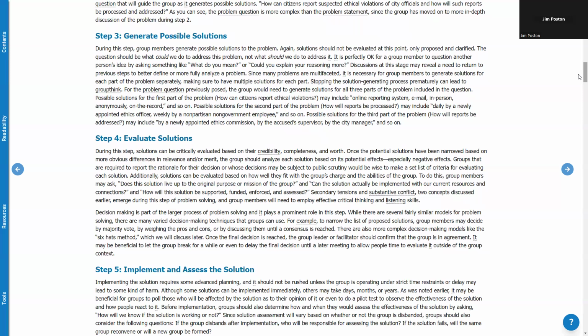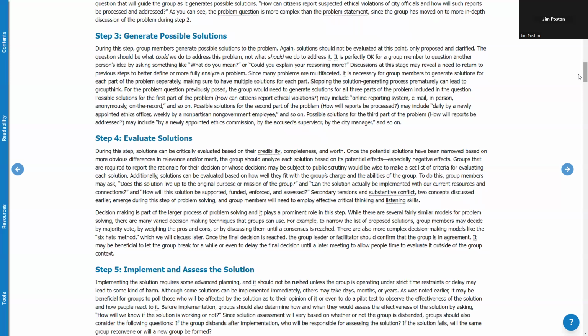Heading, Step 4, evaluate solutions. During this step, solutions can be critically evaluated based on their credibility, completeness, and worth. Once the potential solutions have been narrowed based on more obvious differences in relevance and/or merit, the group should analyze each solution based on its potential effects, especially negative effects.